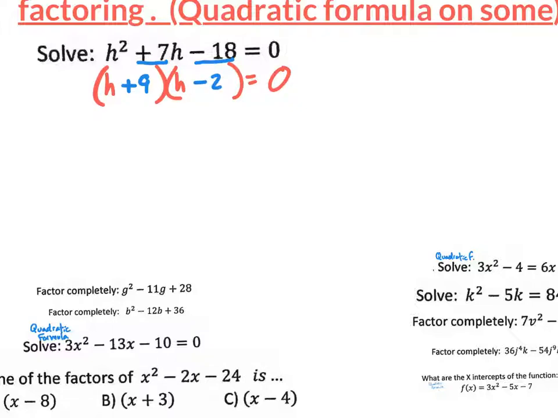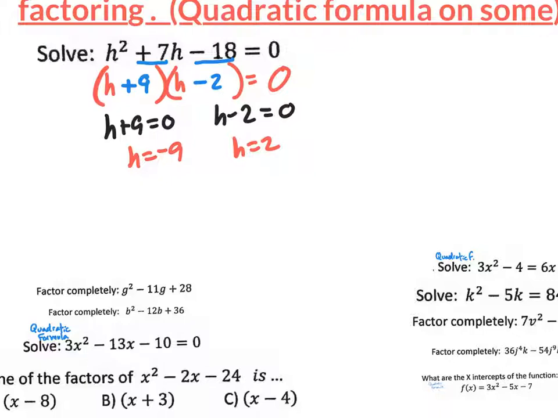And then all you have to do is understand that this is something times something equals 0, so you could split them with the zero product property. And of course, you could solve each of those, and you'll get h equals negative 9, h equals positive 2. Those are your two answers. So it's that easy. Now there's, like I said, 10 questions.